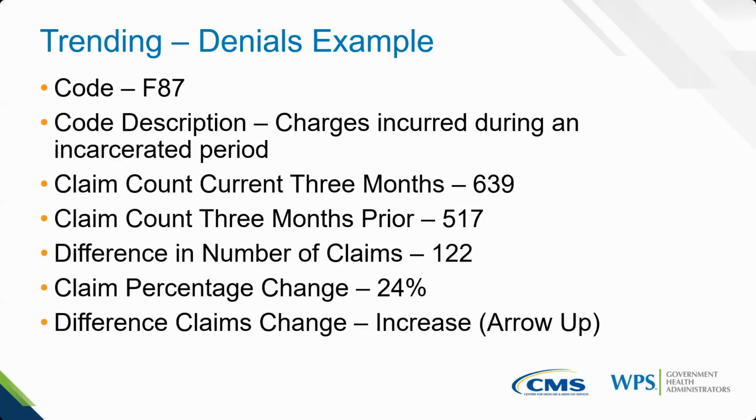The difference in number of claims is 122, and this dashboard tells you all of this information that I'm telling you now. The claim percentage change was 24%, and then there's an arrow that appears up, meaning it was an increase, or down. So we can pull this data from this dashboard and see quickly trending for denials or rejections.